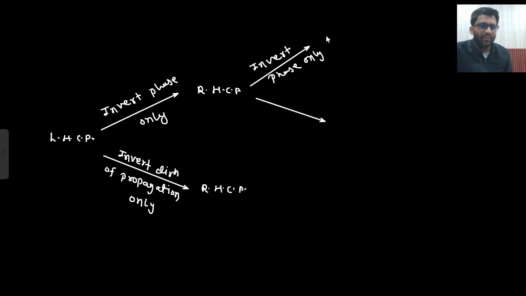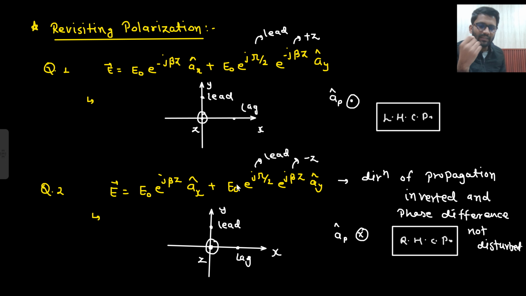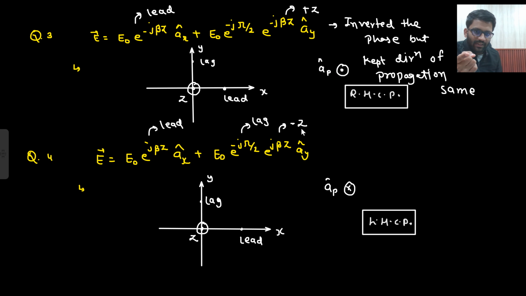So if you again invert the phase, then you get left hand circularly polarized. Basically, we are going from left to right. Then the same thing can happen with right to left as well, if you only invert the phase. Just see this scenario. Here minus Z and lead. Here what is the scene? Minus Z and lag.